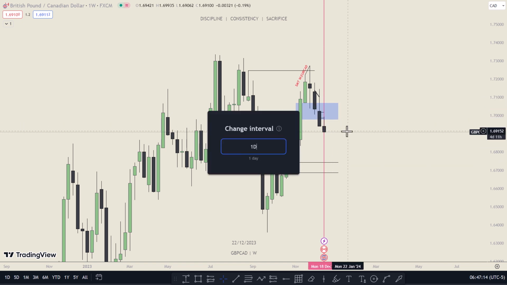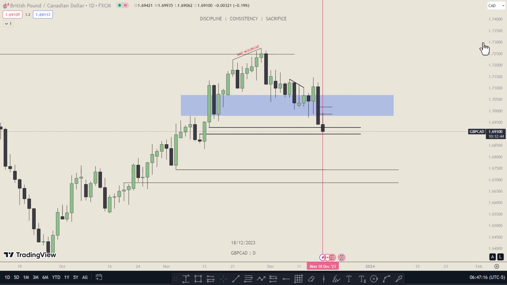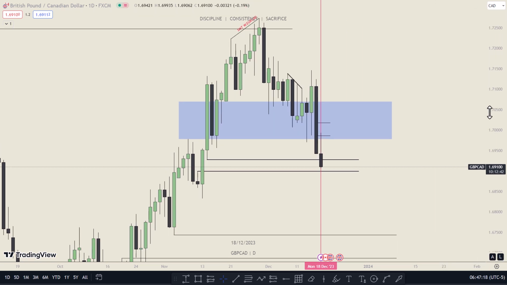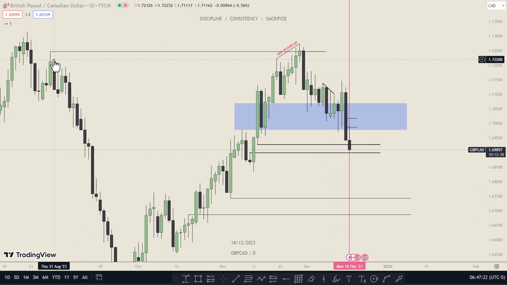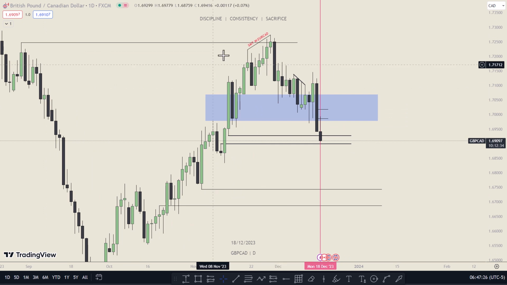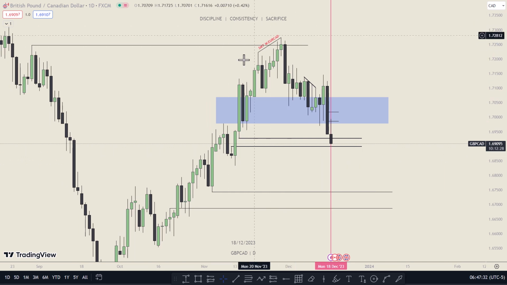Let's go to the daily time frame. On the daily time frame, we have more details. As you can see, we have cleared this liquidity, right? This external range liquidity, and now we are reaching for lower prices. Here is the smart money reversal.